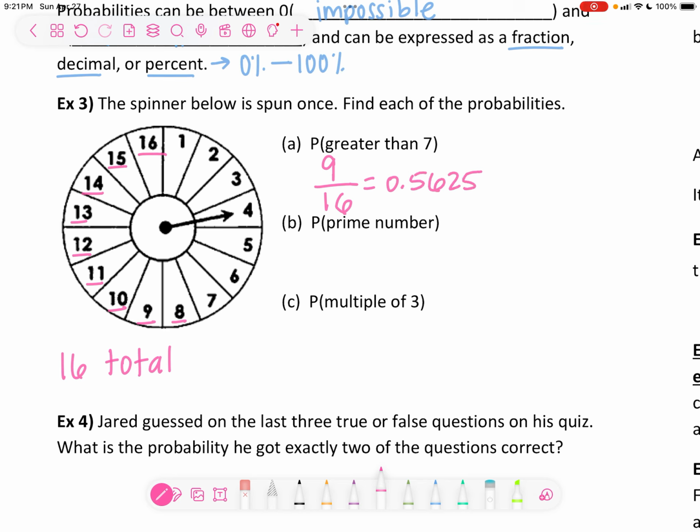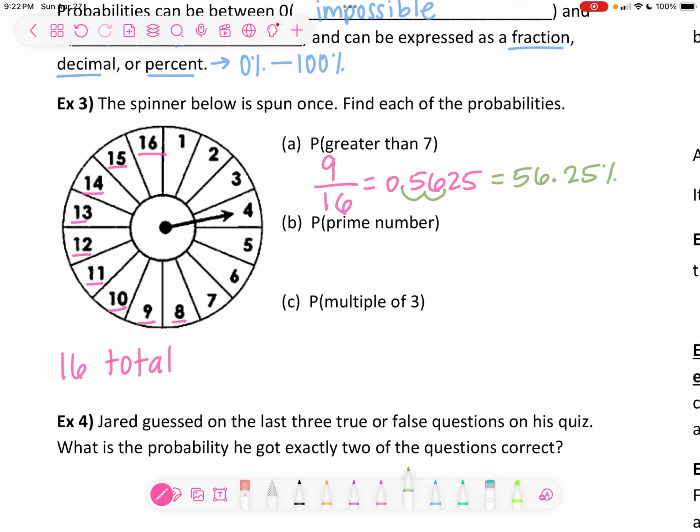0.5625. Now, you can either multiply by 100 or move your decimal 2 places to the right to turn it into a percent. And that's going to give us 56.25%. So, close to 50% likelihood that you're going to get something greater than 7. Next one, probability of a prime number.